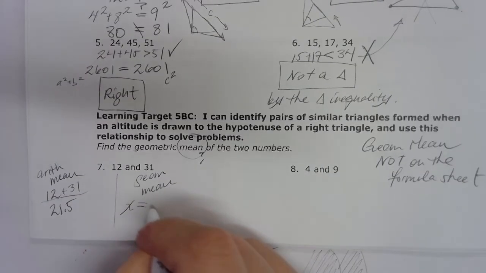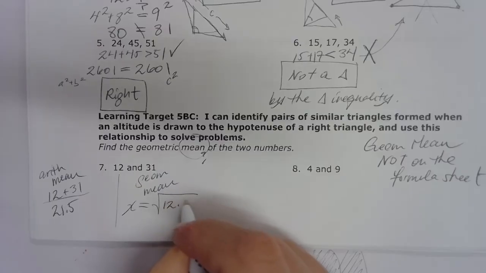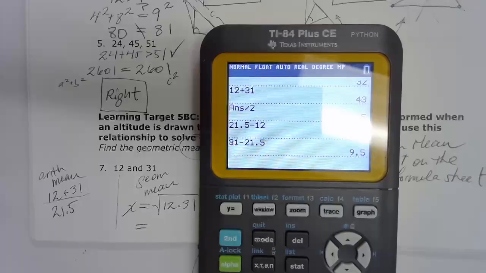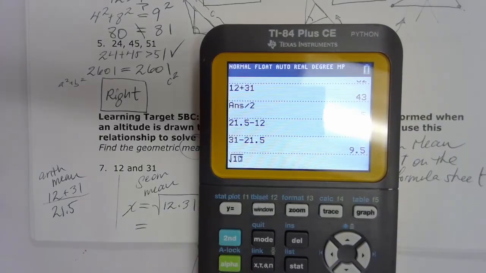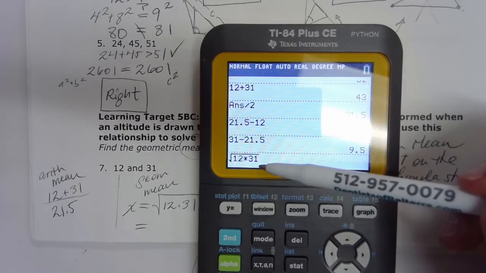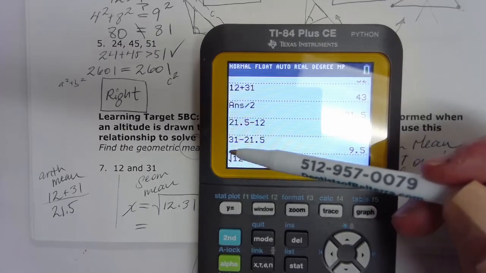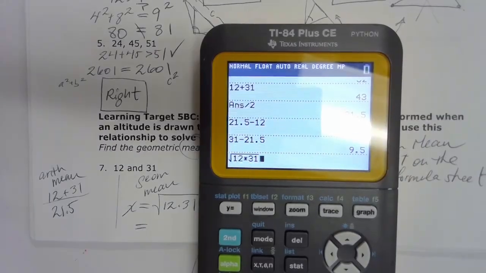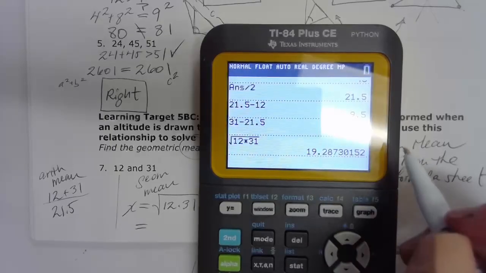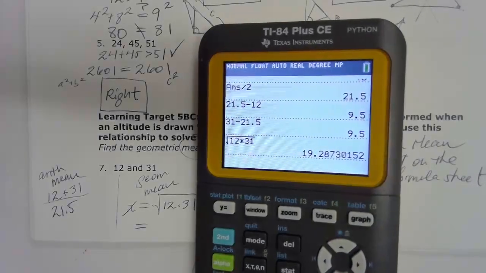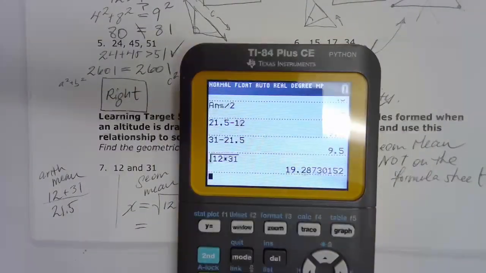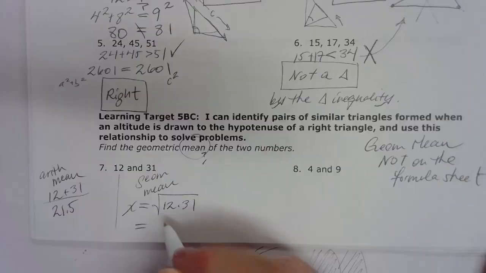The geometric mean x is given by the square root of the small number times the big number. Alrighty? And so, for example, we'll take the square root of 12 times 31. It's just very similar. Here we have two numbers, and we take the square root, which is the second power, right? Or the half fractional power, truly. And we get about 19.28730152, which is a lot. Okay? To show you what I mean here, this is approximately, and it should be exactly equal, but we're going to write approximately 19.3 here. Alrighty?